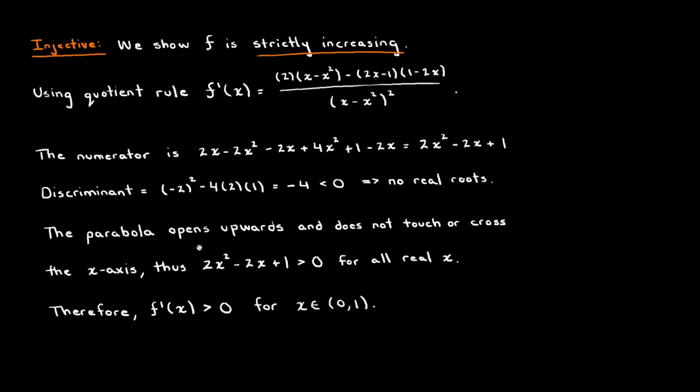So if the parabola is opening upwards and it never touches or even crosses the x-axis, that means this quadratic is actually strictly positive. It's always going to be above the x-axis for any real number x. And so therefore we can conclude that the derivative, the first derivative f prime of x, is strictly bigger than 0. It's strictly positive for all x in the open interval from 0 to 1. And so this shows that f is injective.